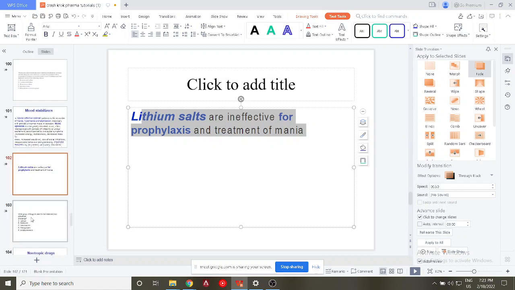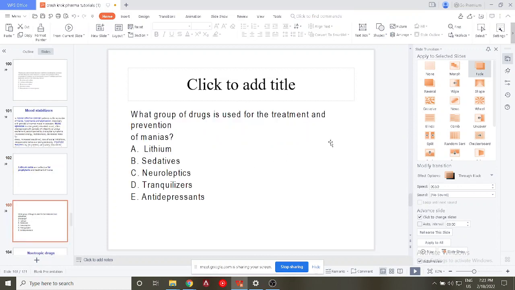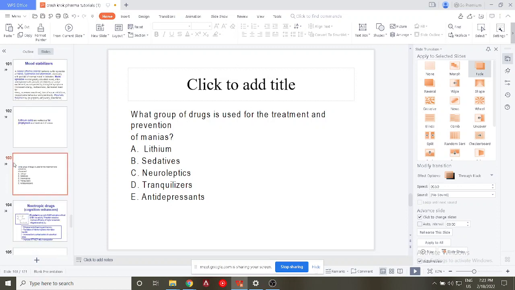Take notes. Okay. Someone please read and answer. Please be fast. What group of drugs is used for treatment and prevention of mania, such as lithium? Yes, that's correct. Straightforward answer.